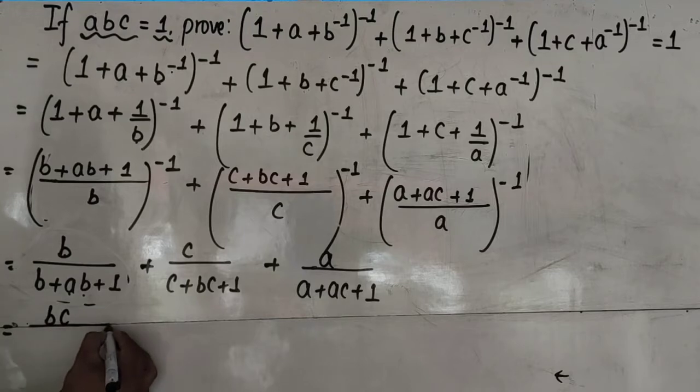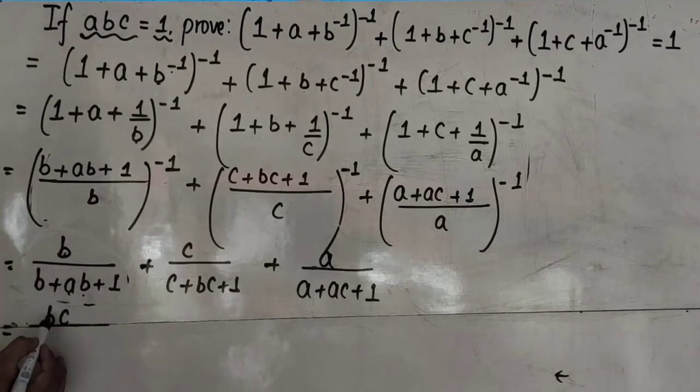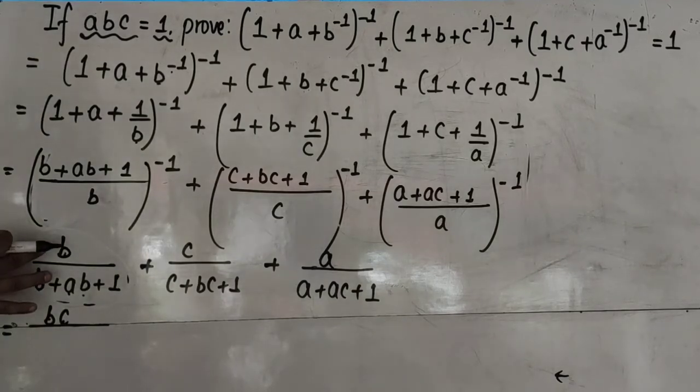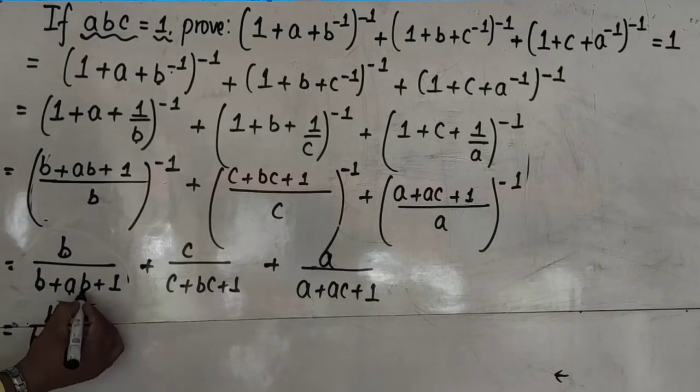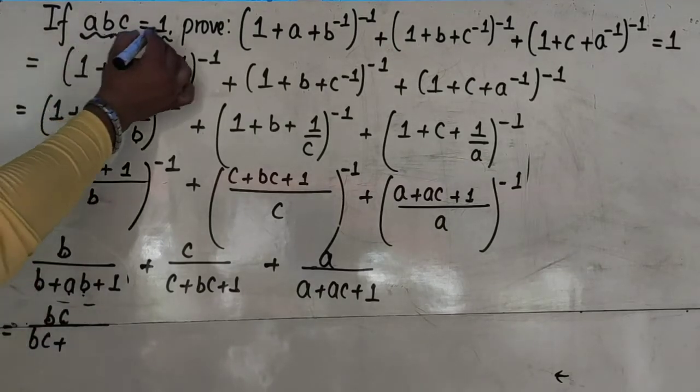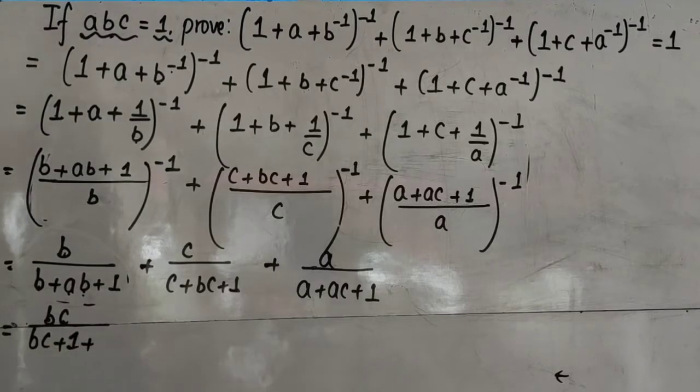So I multiply the first term by C. When I multiply B and C, I get BC. If I multiply the first term by C, I have to multiply it in the numerator and in the denominator as well. So when I multiply by C in the numerator, I get B into C, which is BC. When I multiply by C in the denominator, I get B into C is BC. B into AB is ABC, and ABC is equal to 1. I'm multiplying by C, so C into 1 is also C.